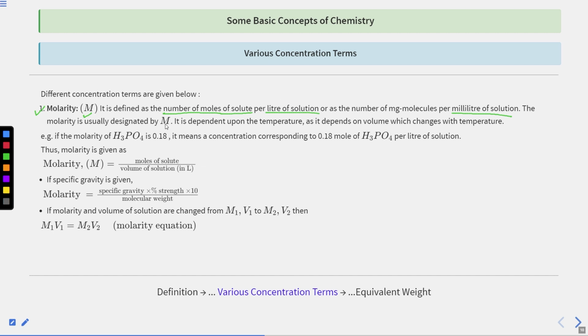The molarity is usually designated by capital M. It is dependent upon the temperature, as it depends on the volume, which changes with the temperature.